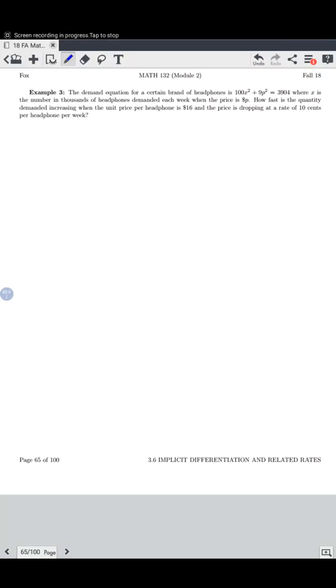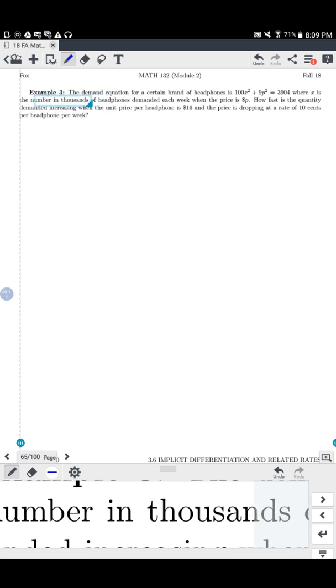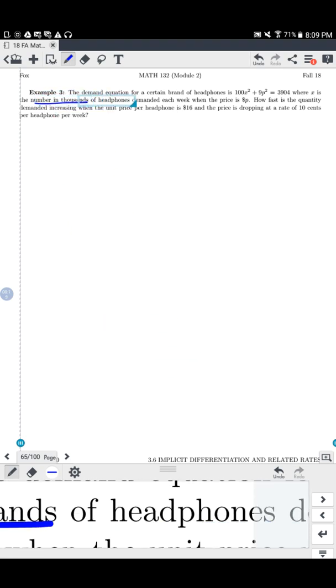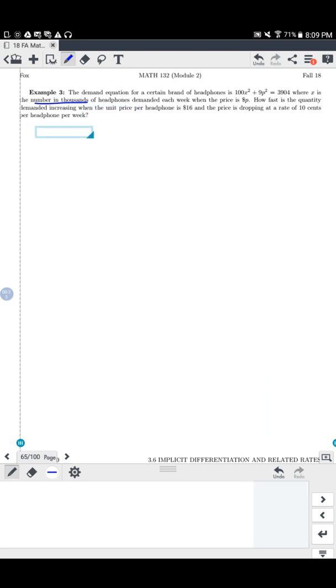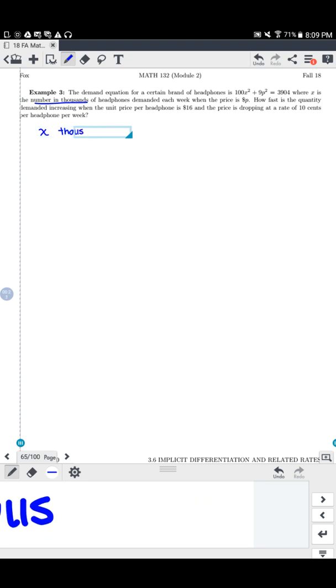The demand equation for a certain brand of headphones is given by 100x squared plus 9p squared equals 3,904. X is the number in thousands of headphones. So my first unit, number in thousands. First thing I can write down is I have an X. And the units on that is thousands. So X thousand headphones in this case.